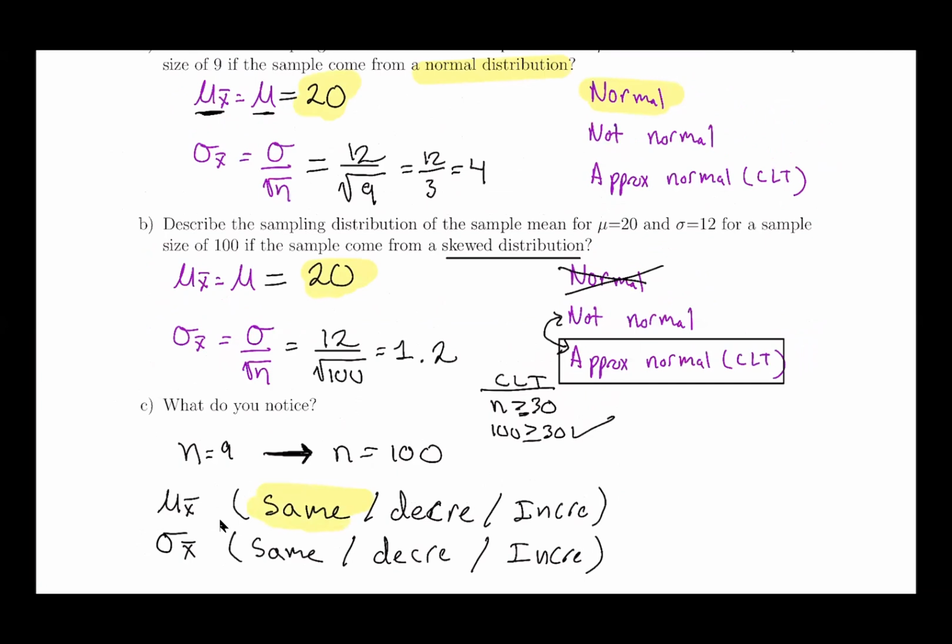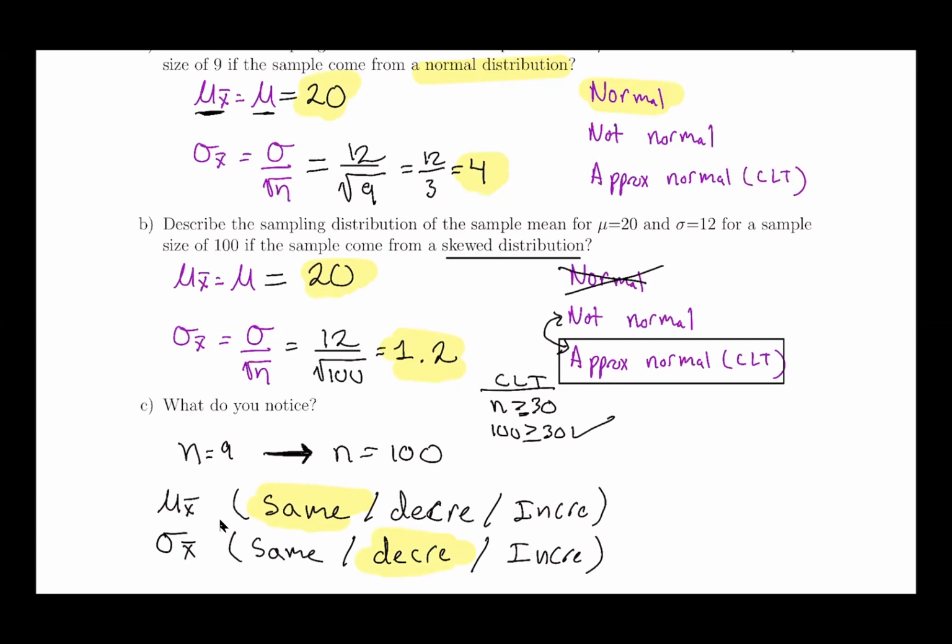What about sigma of x bar? It originally started off at 4 and then it changed to 1.2. So did it stay the same, decrease, or increase? It decreased. That goes to show you how the bigger the sample size you have, the more accurate it should be. If it's more accurate, the standard deviation of x bar should get smaller. If it actually increased, that means you have a smaller sample size. All right, that's it for C.